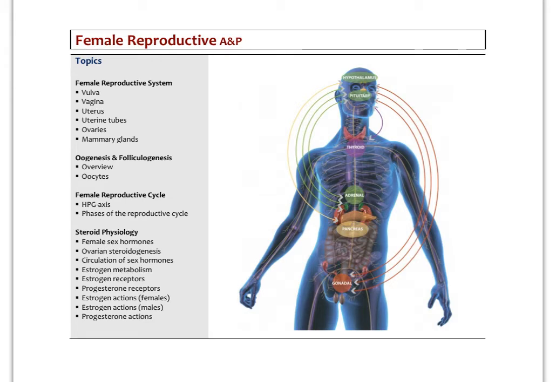In the last video we went through all the primary organs in the female reproductive system, and in this video we're going to look at oogenesis and folliculogenesis, development of the oocytes, the egg cells. Just briefly go through that and how that's affected at the different stages by various hormones. And then we'll focus on the female reproductive cycle and how that's regulated by the hypothalamic pituitary gonadal axis, and then look at all the different phases of the reproductive cycle.